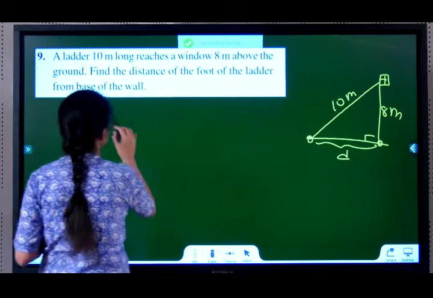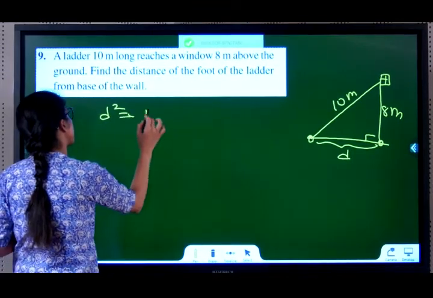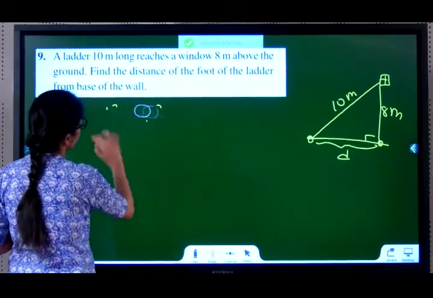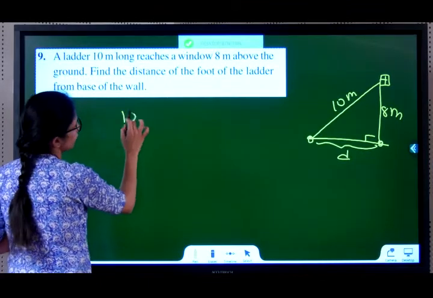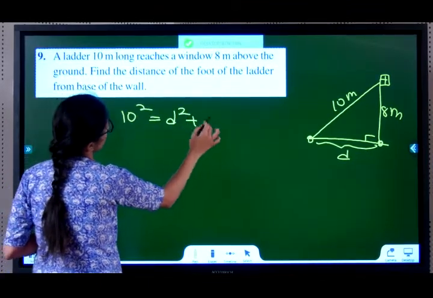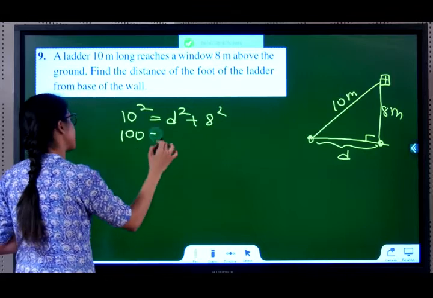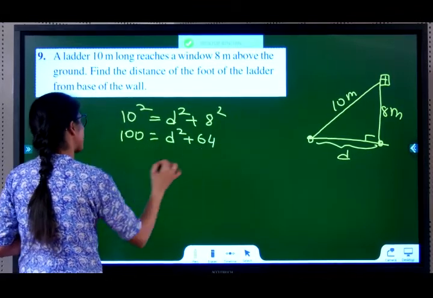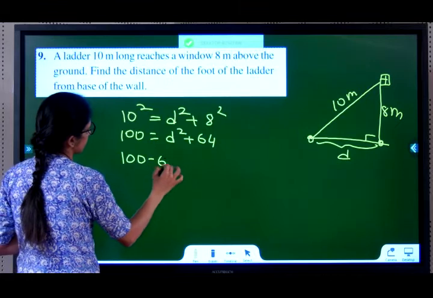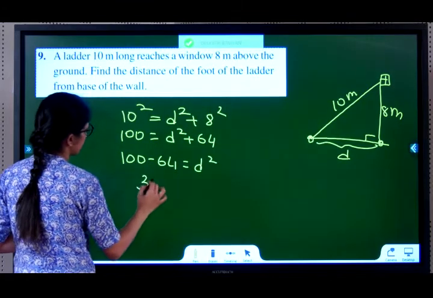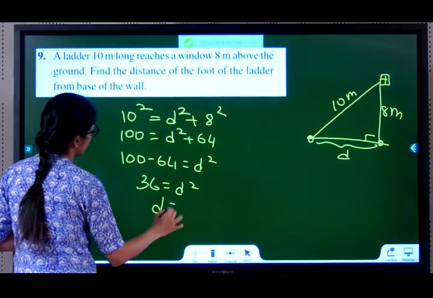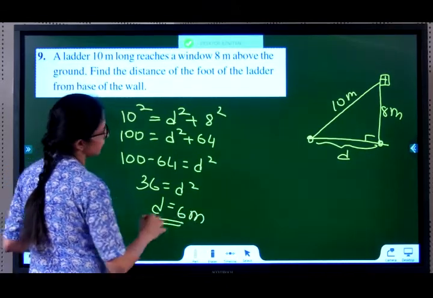So we can say d square is equal to 10 square, the hypotenuse, is equal to d square plus 8 square. 100 is equal to d square plus 64. 100 minus 64 is equal to d square. 36 is equal to d square. D is equal to 6 meters.